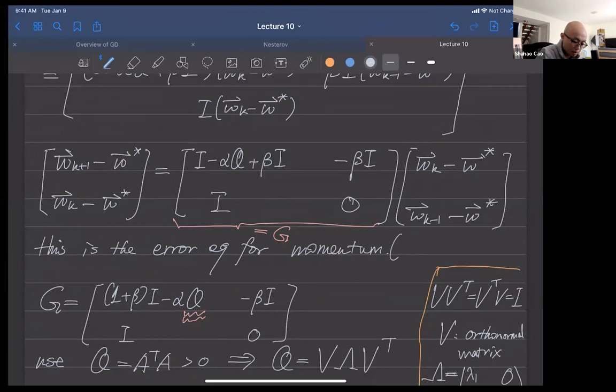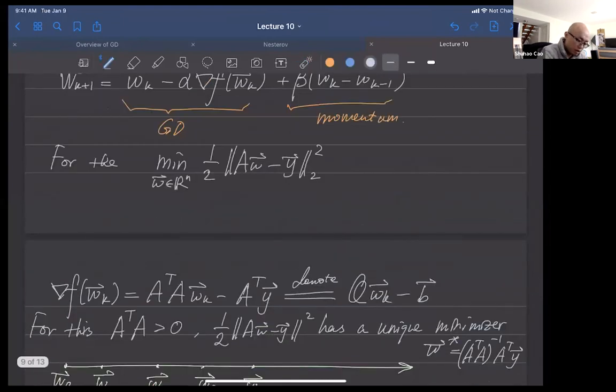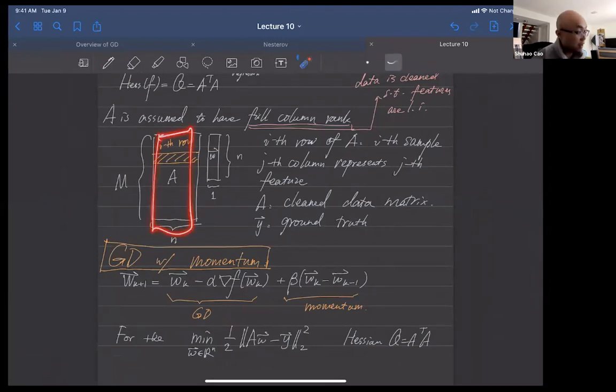I would like to add that this is a matrix form. However, this matrix is difficult to analyze as it involves Q. Q is our Hessian for this problem. In this linear regression problem, we have derived that the Hessian Q is A transpose A, which is a positive definite matrix if we assume A has full column rank. We've learned that A is a tall matrix representing our data matrix, where the ith row is the ith data point and the jth column is the jth feature.